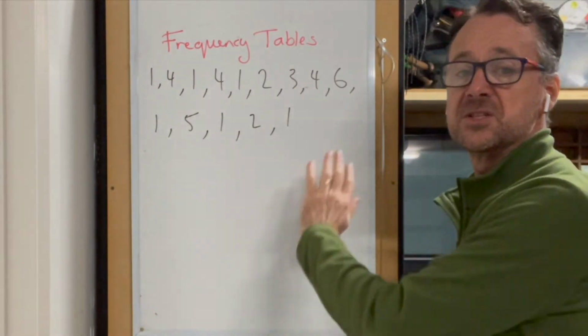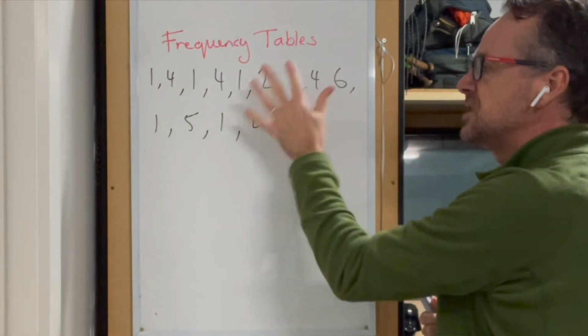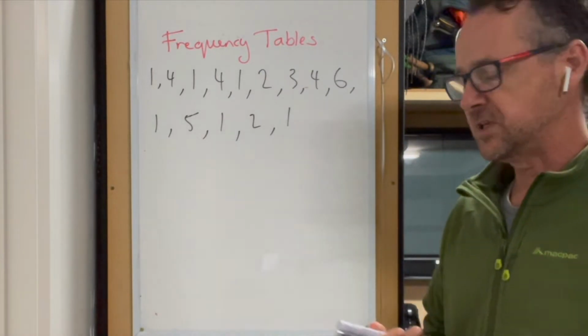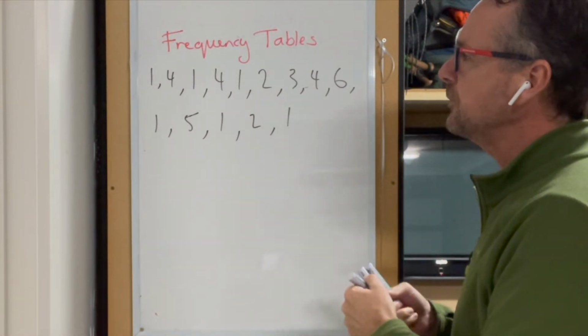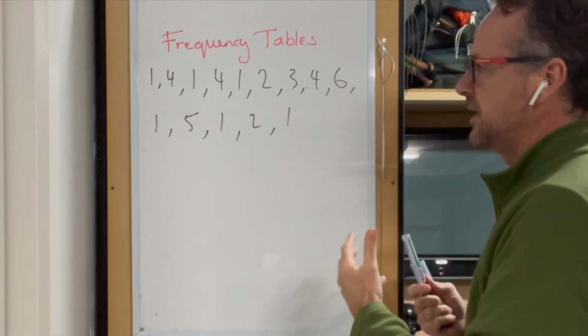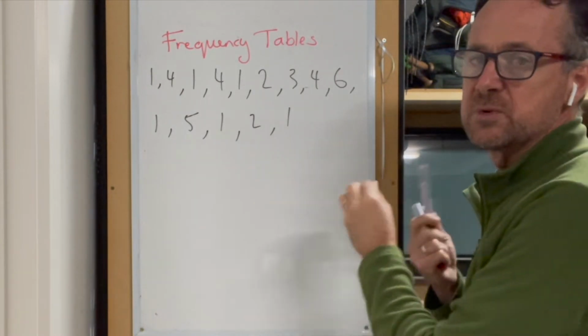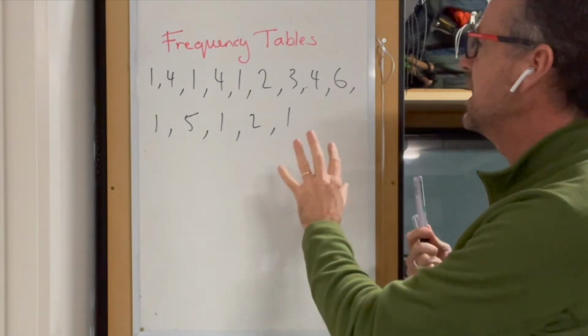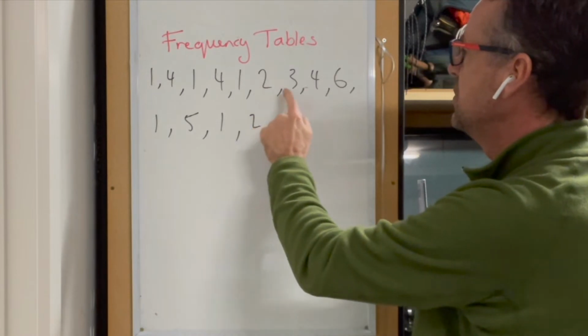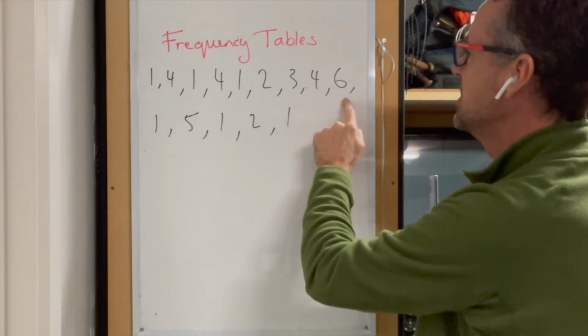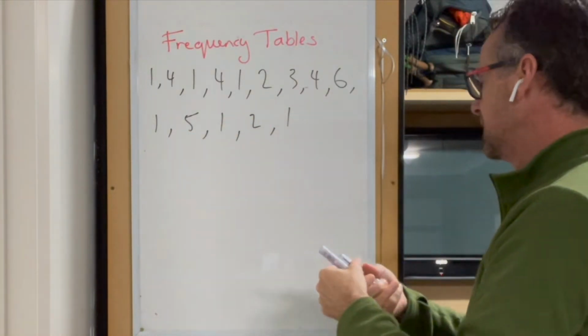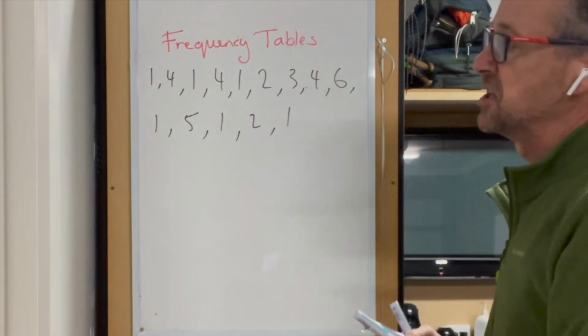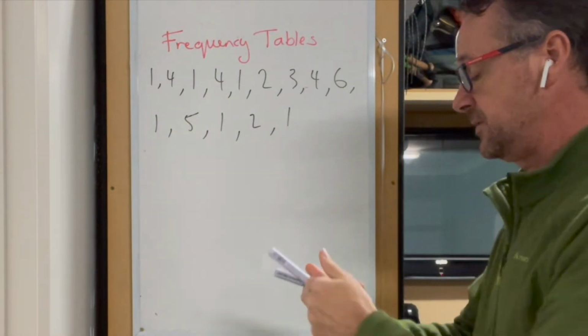Right, so we're going to look at a set of data now, and we're going to turn this set of data into a frequency table for ourselves. So first thing we need to look at what are the choices within the data that we can get. So here we have 1s, 2s, 3s, 4s, 5s and 6s. So they're the choices we can have. So let's assume this is, let's say it's the number of donuts that someone ate, okay?